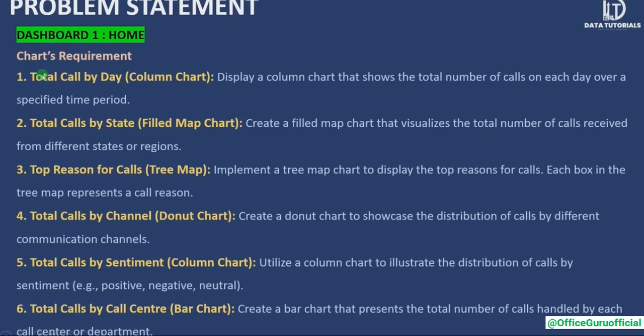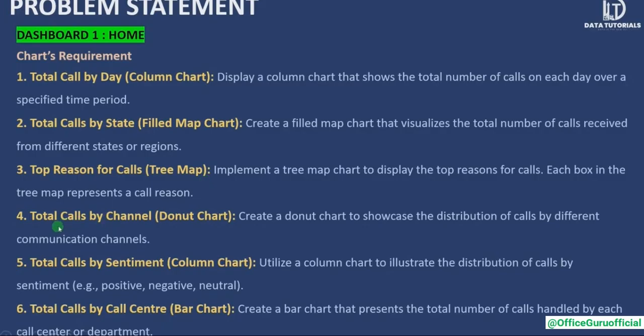First, they want to analyze total calls by day, and show it in the form of a column chart. Each day, how many calls are we getting, and we have to see whether we are getting more calls on weekends or on weekdays. Then the total calls by state. Customers from different states are calling that particular call center, so we will see from which part of the country the most calls are received. We will analyze this in the form of a map chart. The same we are going to see for top call reasons, and here we will see it in the form of a tree map.